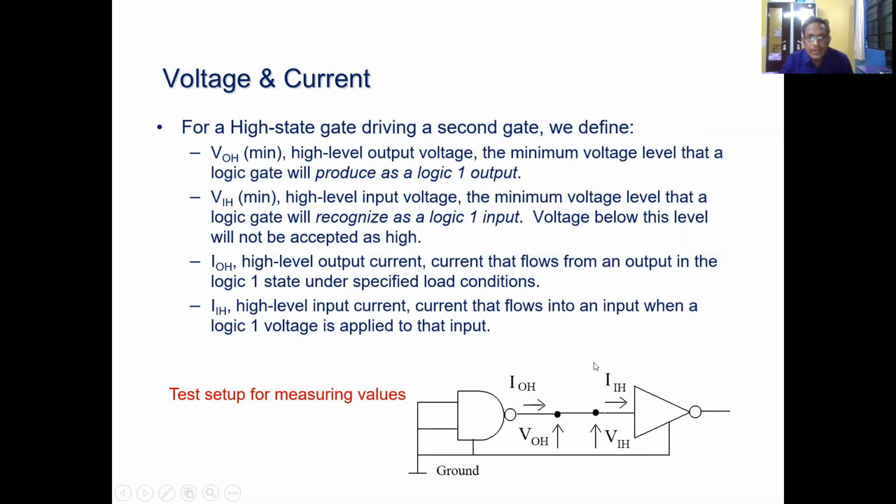This is nothing but a diagram to obtain the IOH. Look here, this is called IOH. IOH means high level output current: the current that flows from the output in the logic 1 state.